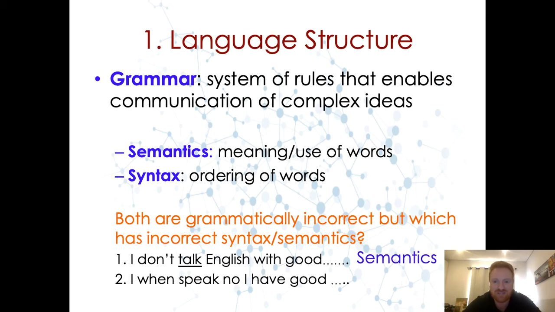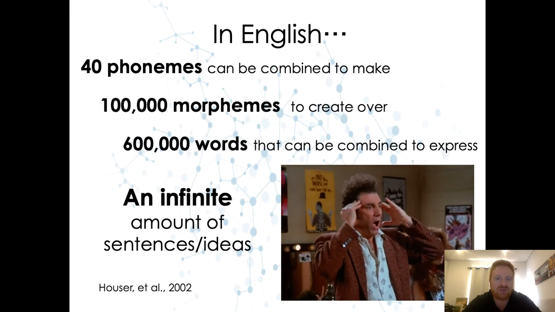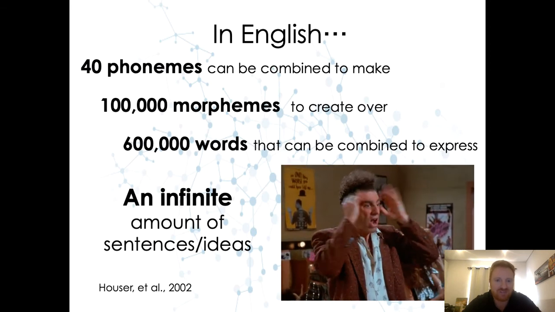And so this is a semantics problem. The grammar is fine, technically. It's just the use of the word talk versus the use of the word speak that's not correct. So that's a semantics problem. Number two says, I win, speak, no, I have good. This is a problem with syntax. Instead of saying, when I speak, I don't have good syntax, that would be correct syntax. And so a lot of times when we think of how someone speaks, like Yoda from Star Wars, he has terrible syntax.